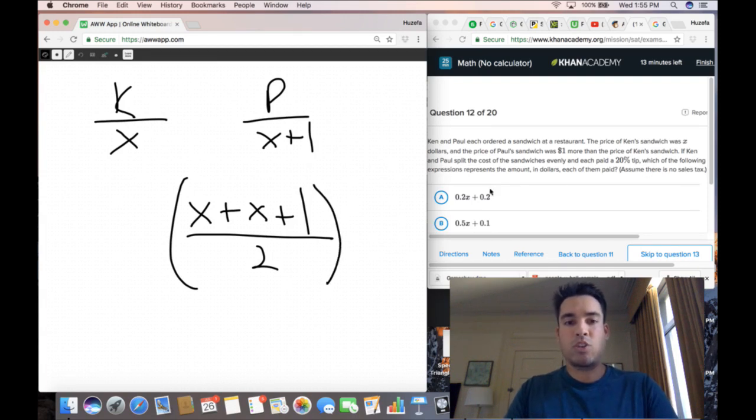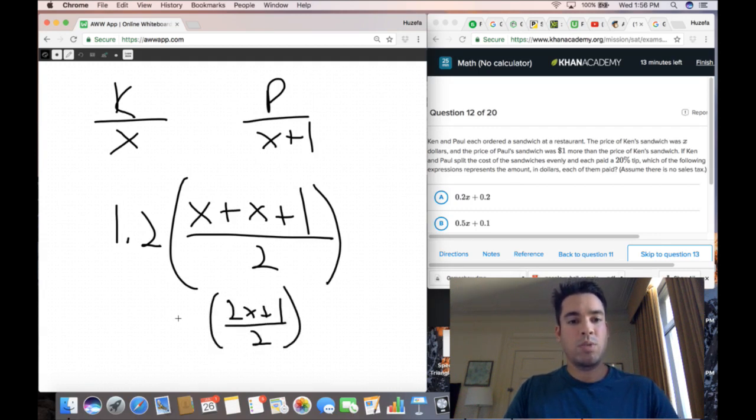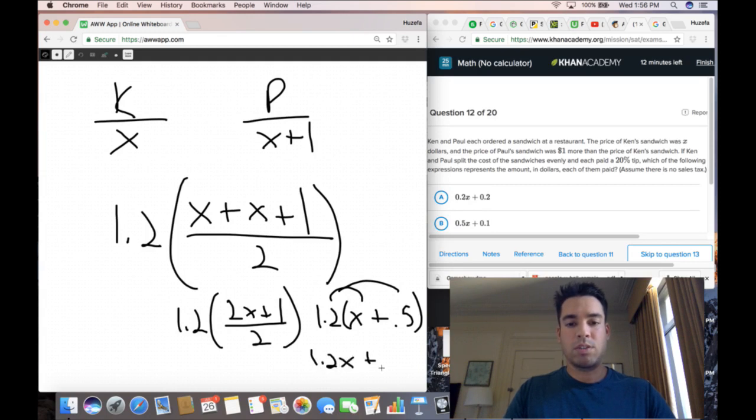And then they each paid 20% tip, so you multiply this by 1.2. The 1 is what they pay, and the 0.2 is the extra 20%. Which of the following expressions represents the amount they paid? So it's literally this. So let's just simplify this. This is 2x plus 1 over 2 times 1.2. We could break this up into two fractions, like 2x over 2, which is x, plus 1 over 2, or let's make it decimals like they did, 0.5, and then we distribute. We get 1.2x plus 0.6.